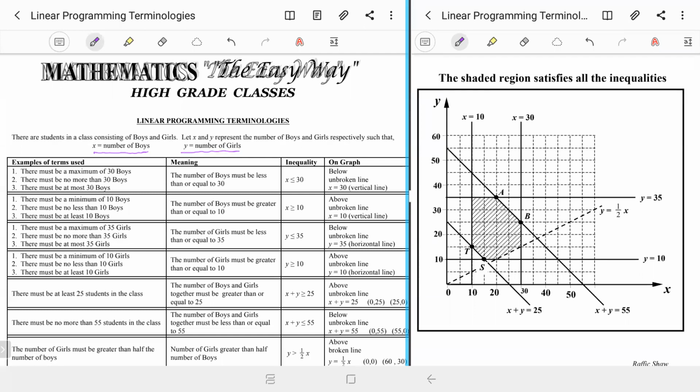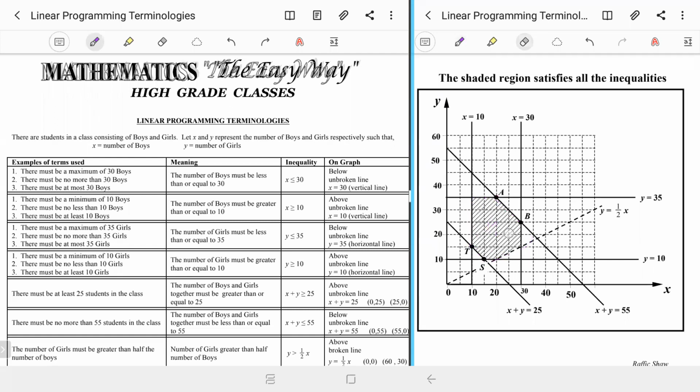You don't know X and you don't know Y. Remember, always, you don't know how many boys you're actually going to have, and you don't know how many girls you're actually going to have. Because the number of boys and girls can be any combination in that common region. So you don't know exactly the number that you can have. You're just getting an idea of what combination is possible, or what region the number of boys and girls can be in. That's what this is right here.